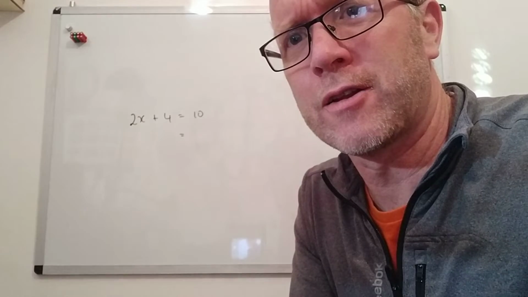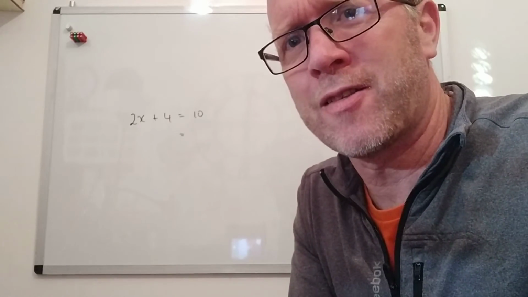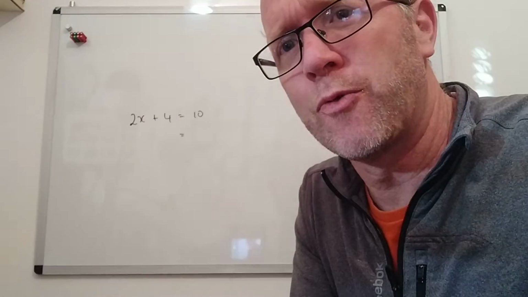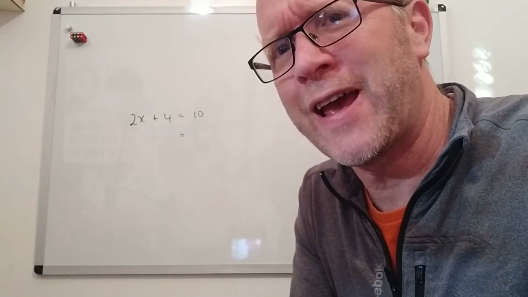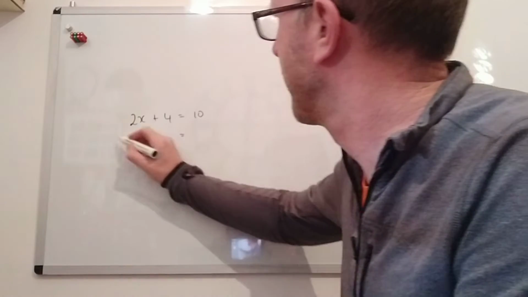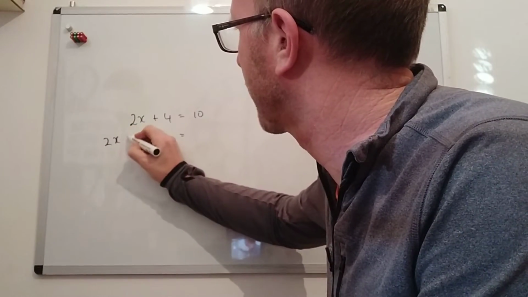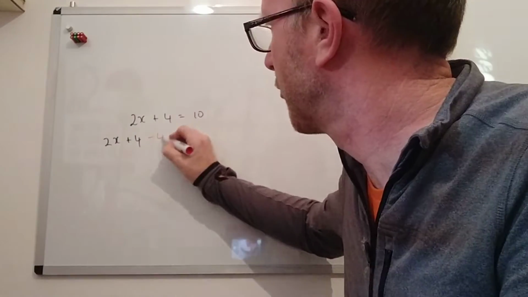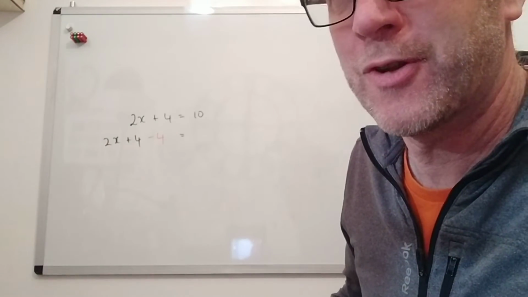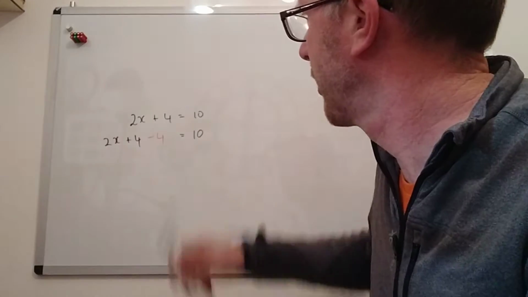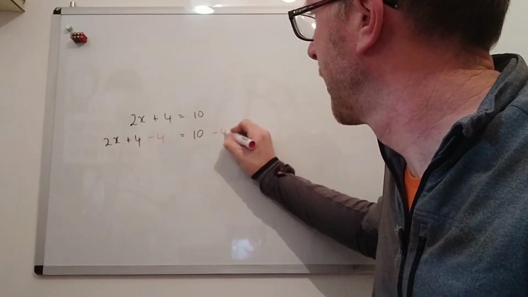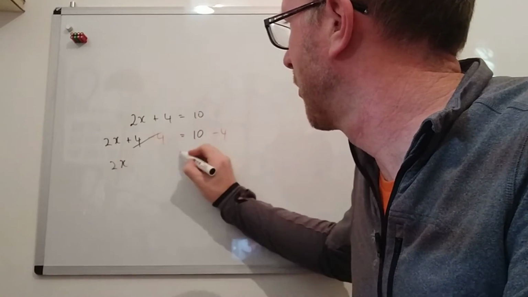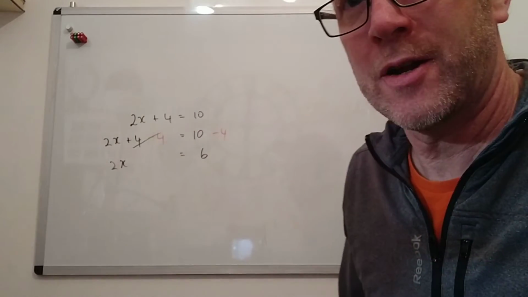So let's take this scenario. I want x on its own. To get x on its own, I need to remove that 4. Now that 4 is adding to the x. So what I need to do is to remove the 4 on the left, I need to do the opposite of adding 4, which is of course subtracting 4. If I do that to the left, I must do the same thing to the right, subtracting 4. These now cancel, and I end up with 2x equals 6.